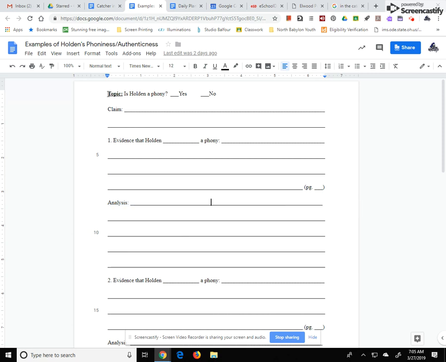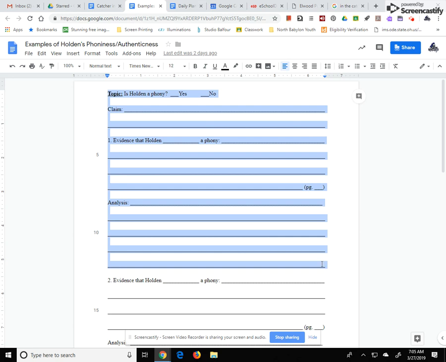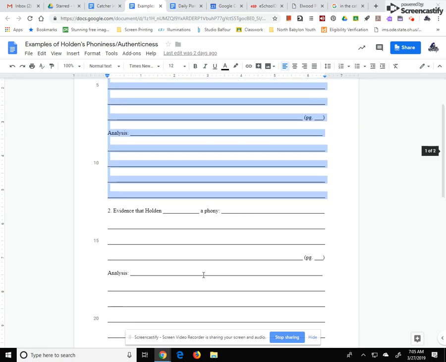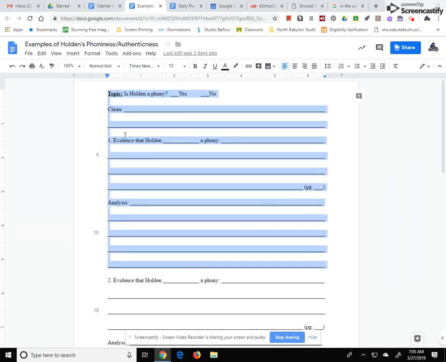All you need to do tonight is what I'm highlighting right now. The topic: check yes or no, write a claim without starting with yes or no, give evidence for your claim, and give analysis for your first claim. Leave 2 and 3 for class tomorrow. I want to make sure that we did this right. And that is all you have to do.